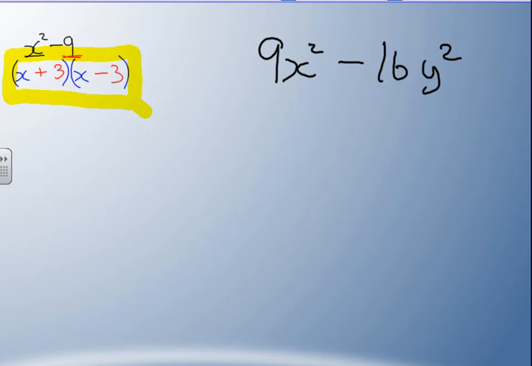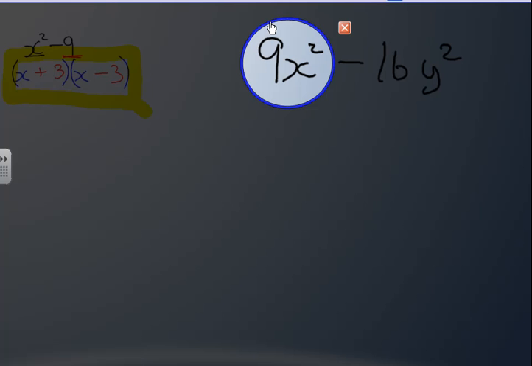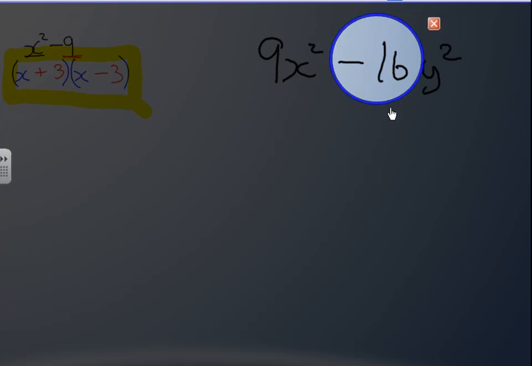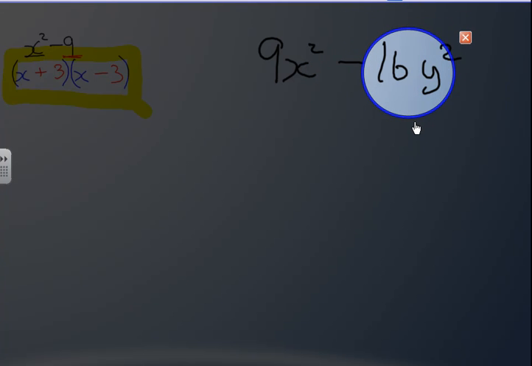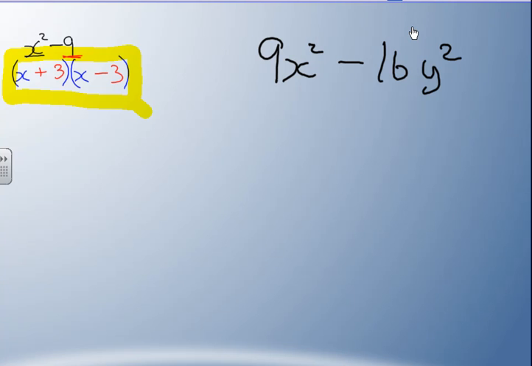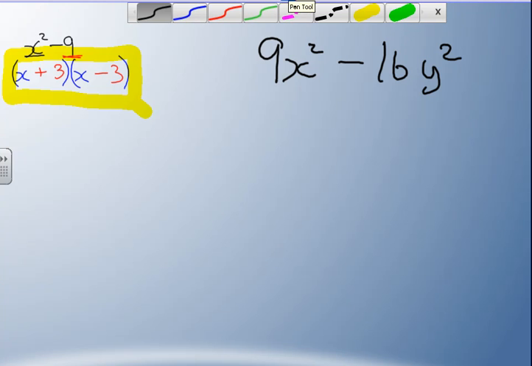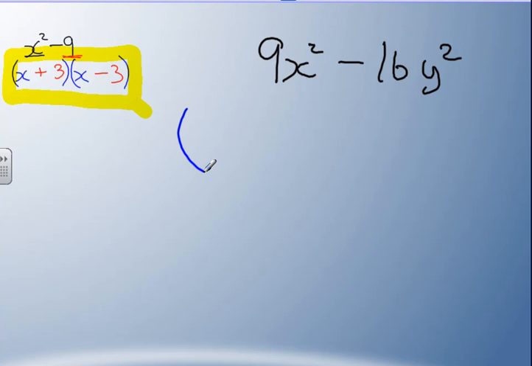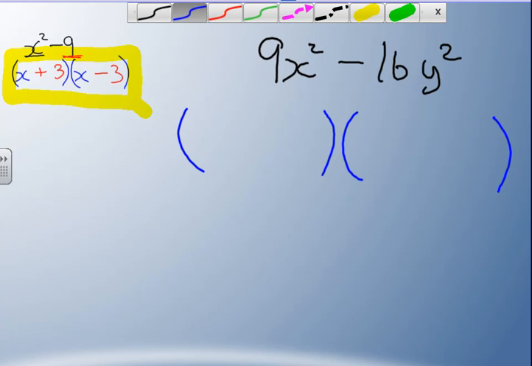Once again, checking. I have a perfect square there. 9 is a perfect square, and x squared is a perfect square. Same thing there. 16 is a perfect square. y squared is a perfect square. And I have a negative sign in the middle. So I can solve this using the difference of squares. Draw out my brackets. Let's start solving.